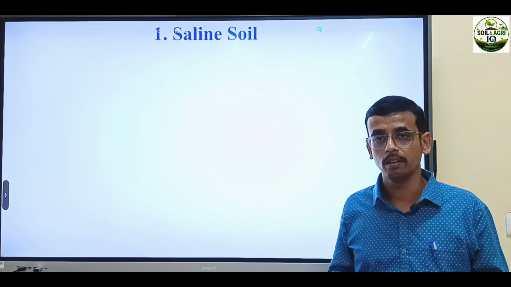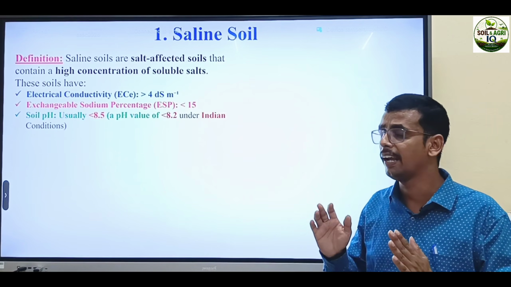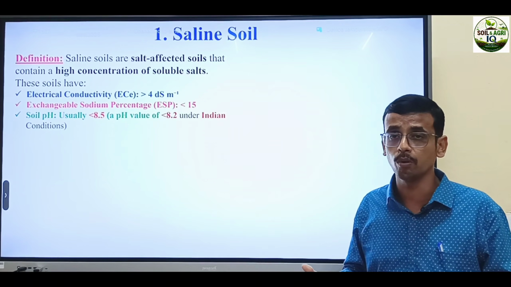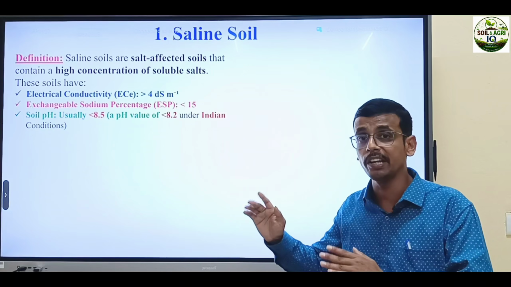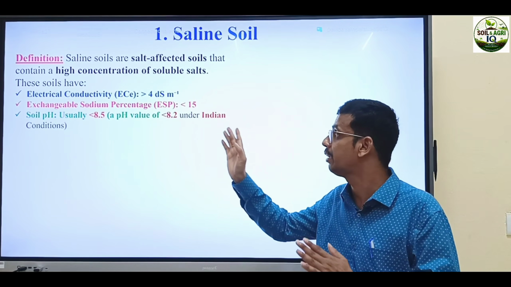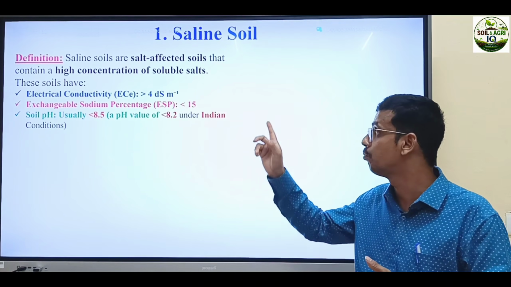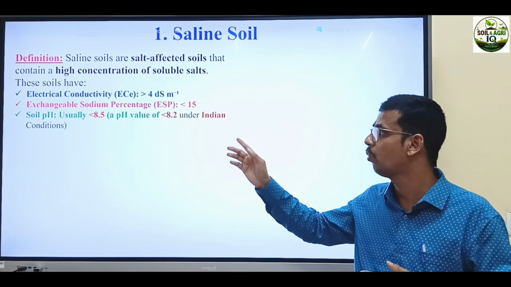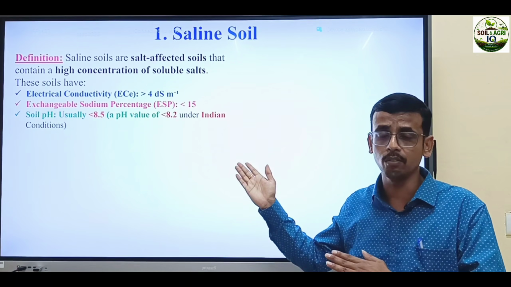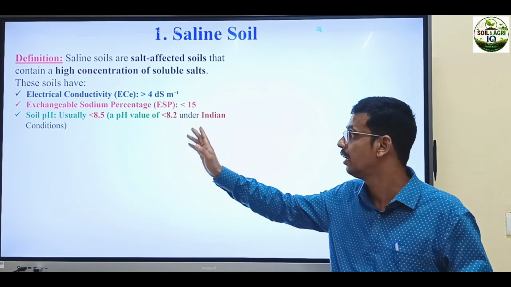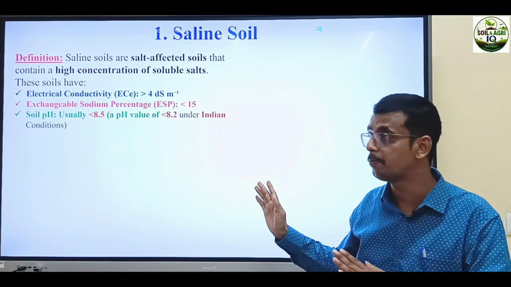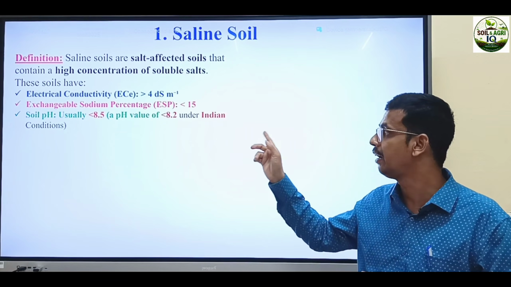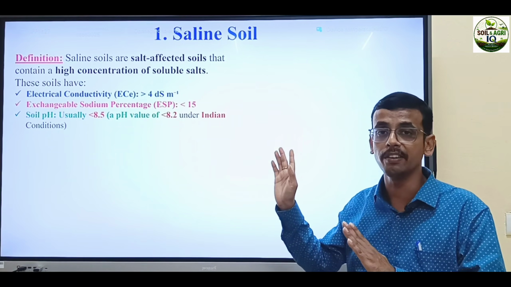Now what is saline soil? Please remember. Saline soil is one kind of salt affected soil which has a high concentration of soluble salt, and these three are very important characteristics. The electrical conductivity of the saturation extract of such soil is more than 4 decisiemens per meter. Most ICAR level or competitive exams ask what is the ECe of saline soil. It is more than 4 decisiemens per meter. Exchangeable sodium percentage, ESP, is less than 15, and soil pH is usually less than 8.5 in case of saline soil, and in Indian conditions the pH is less than 8.2.